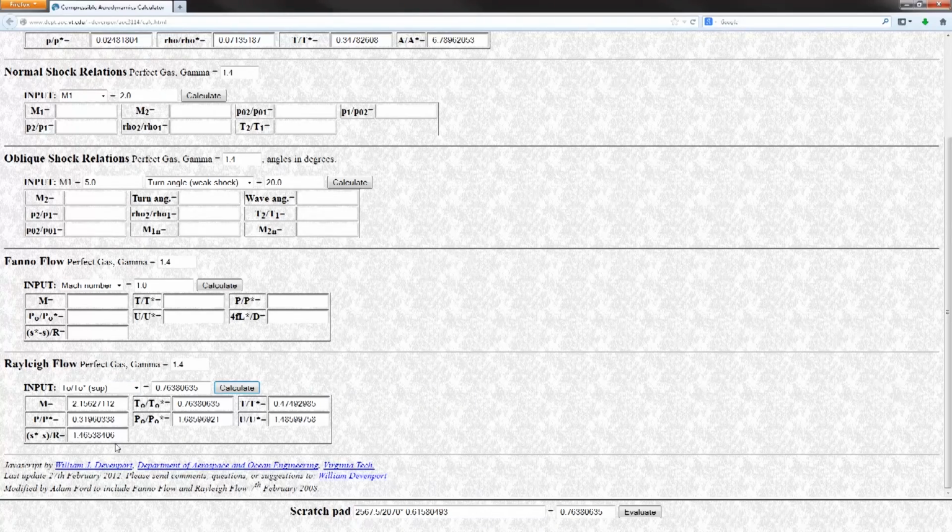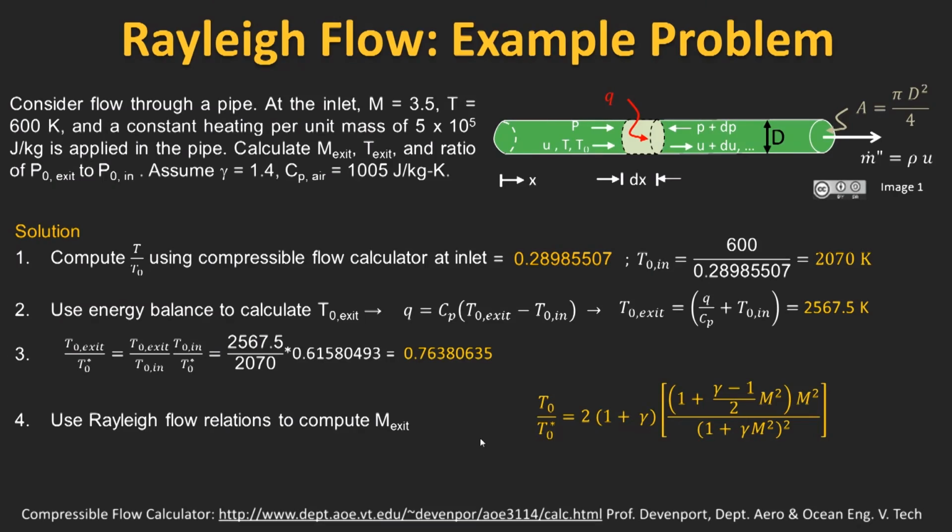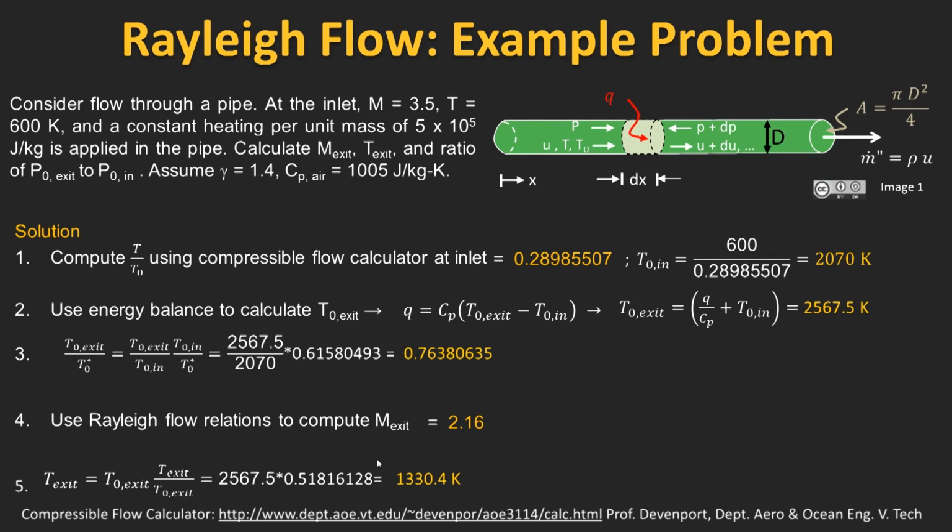ratios that we want. So from this we get the Mach number to be 2.156, so we can directly use that. We can also grab P naught over P naught star, since we'll be asked to calculate P naught at the exit divided by P naught at the inlet. So let's grab these two numbers and store them in our main sheet. So Mach number has been stored, and I will get to the pressure in a second.